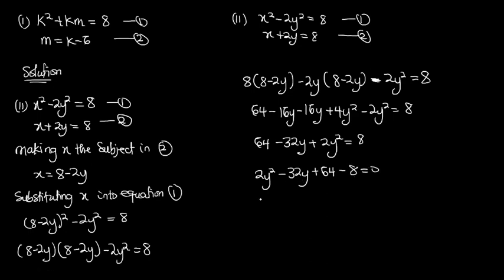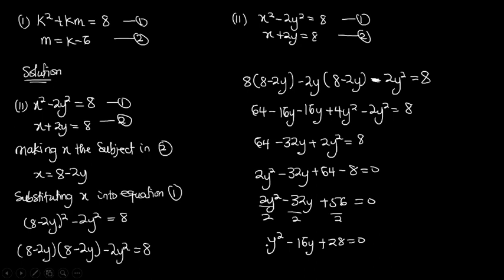So from here I have 2y squared minus 32y. Now 64 minus 8 will give me plus 56. This is equal to 0. Right, so I can see that I can divide through each of the coefficients of the y squared, the y, and then the constant. I can divide through by 2. So let's do that. So if I divide through by 2, 2, 2, and 2, I'm going to have y squared minus 16y, then plus 28 is equal to 0.